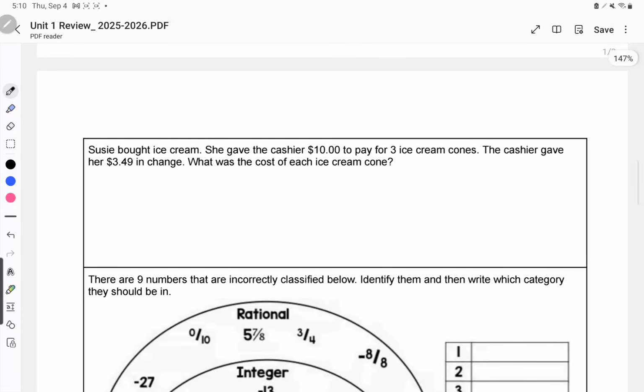This one says, Susie bought ice cream. She gave the cashier $10 to pay for 3 ice cream cones. The cashier gave her $3.49 in change. What was the cost of each ice cream cone?